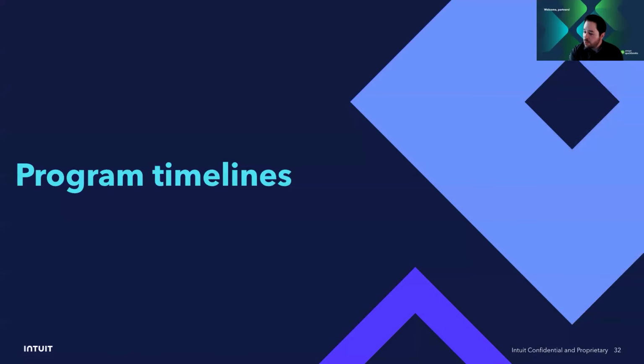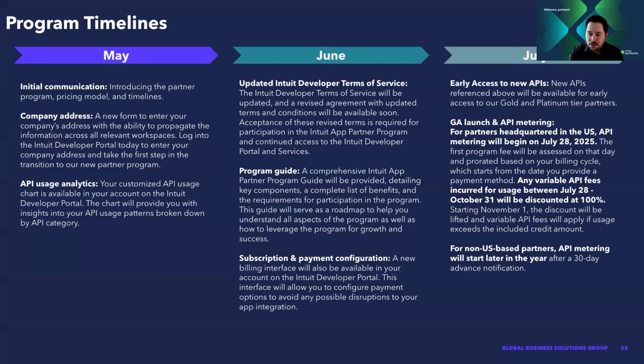So now we're going to wrap up by just looking through our program timelines. Of course, you would have seen the initial communication. We have company address that is ready to go. So please do log into the portal today to take that first action. We also highly recommend viewing your API usage. So log in and look at your various apps and see where it currently stands.